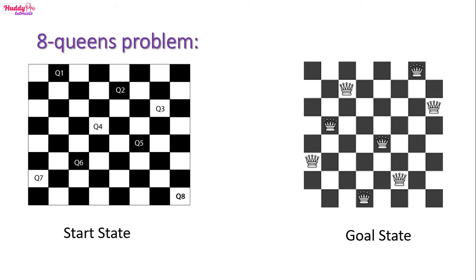We have what we call the 8 queens problem. Now the aim of this problem is to place 8 queens on a chessboard in an order where no queen may attack another. So this is our start state and the goal state. Our aim is to have these queens arranged in an order in which they do not attack each other. What do we mean by attacking? A queen can attack other queens either diagonally or in the same row and column.